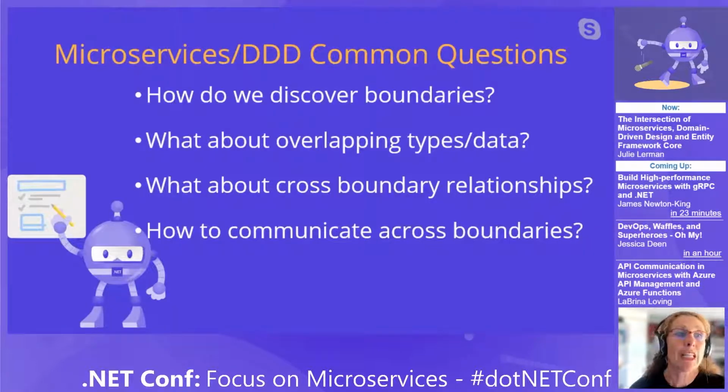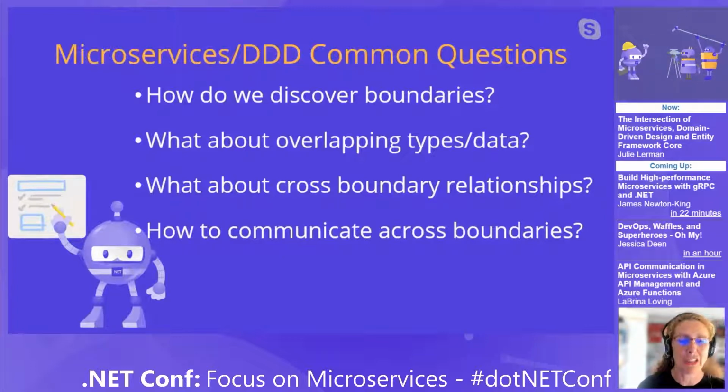So once we've laid out some of this common guidance, then come the questions. And we've got a lot of the same questions as well. How do we figure out how to break these problems up into smaller problems? How do we figure out where those boundaries are? What do we do when we've got data that overlaps or types that overlap between services or bounded contexts? Here's one that creates a lot of stress for a lot of people. What about relationships that cross boundaries? And then once you've defined all this, how do you communicate across those boundaries?